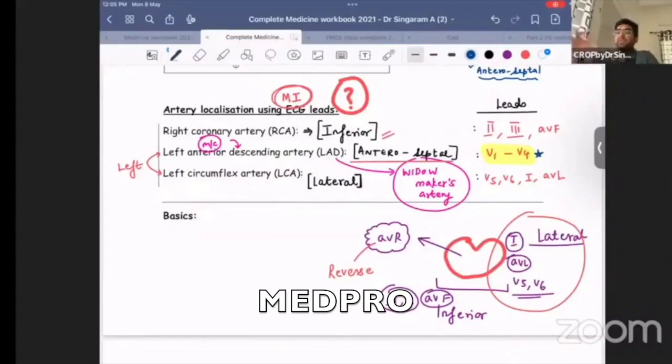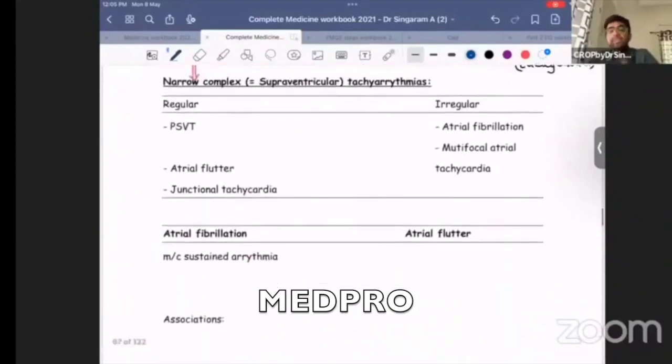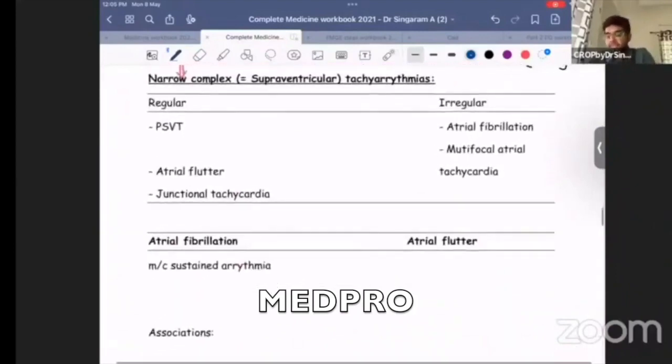I am just trying to correlate with whatever things we have already learned with the description. That's all. I'm just trying to correlate with the chest leads as well as the limb leads in different areas of the heart. You will get an abnormality. I hope you are able to follow till this time. Clear. Okay. So with that, we will move on to the next part of discussion, ECG, which will be related to the tachyarrhythmias.